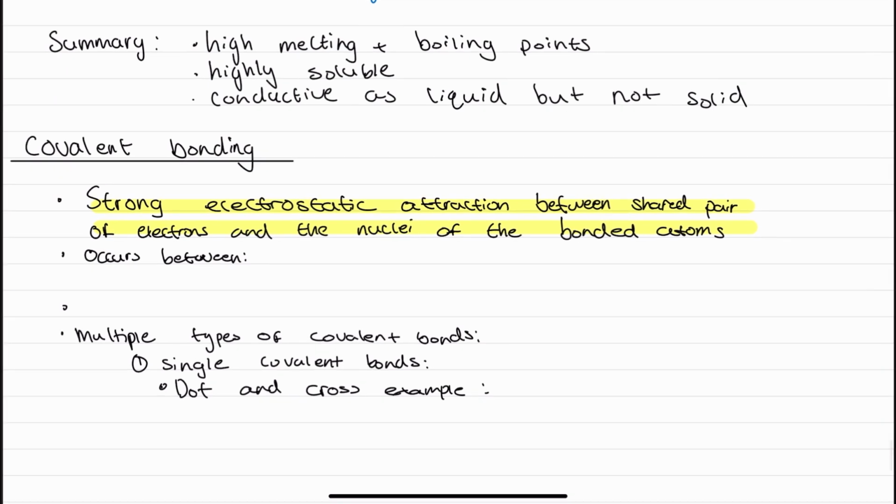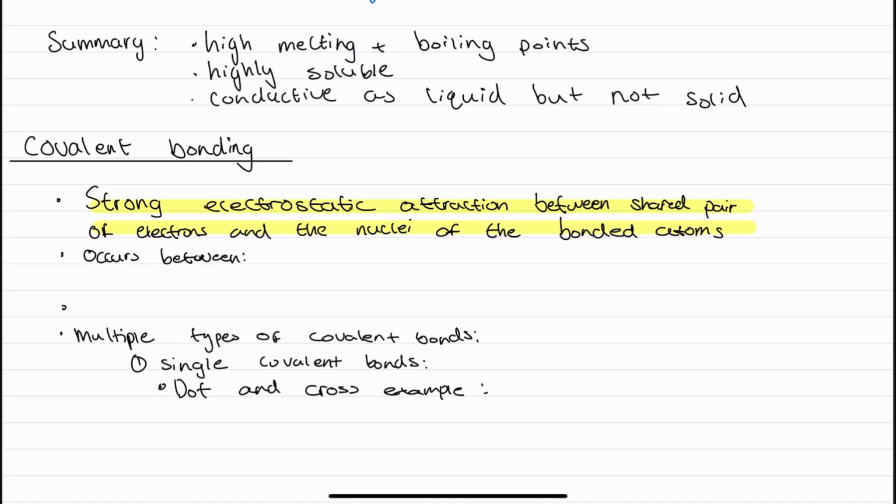Now, covalent bonding, important definition: strong electrostatic attraction between a shared pair of electrons and the nuclei of the bonded atoms. That's a very important point. Normally, this goes for 2 marks, and that's the second mark, but if it's a 1 mark definition, then you have to include this point for the mark.